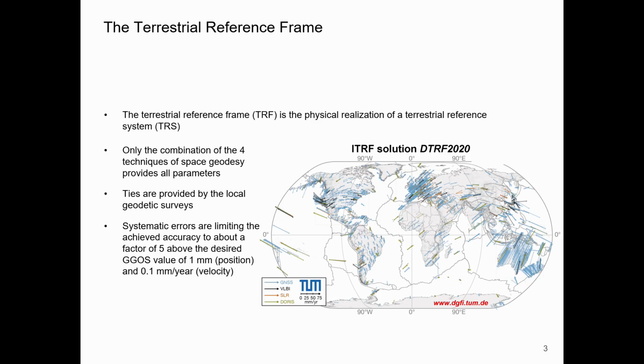And since the reference frame actually is a factor of about 5 times worse than what is wanted by the GCOS definition, 1 millimeter in position and 0.1 millimeter per year in velocity, we consider also using another constraint at the core stations or at the space geodetic sites. This constraint is the time, which can be shared within different space geodetic techniques.